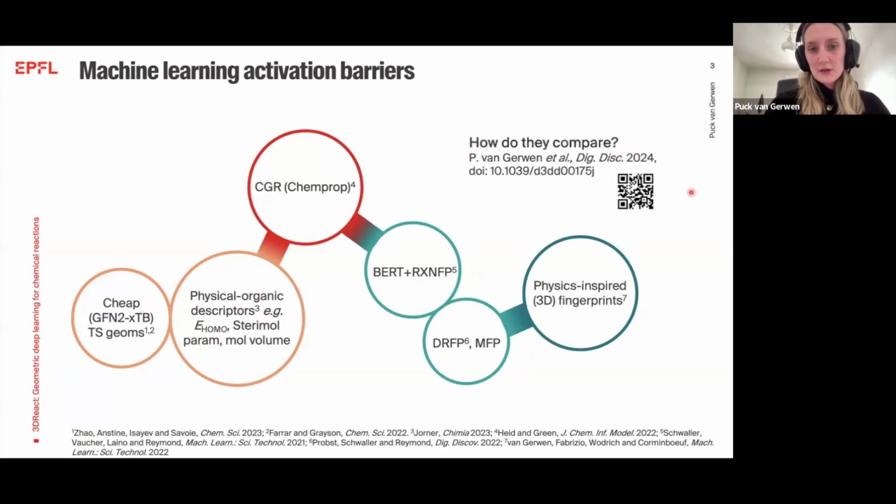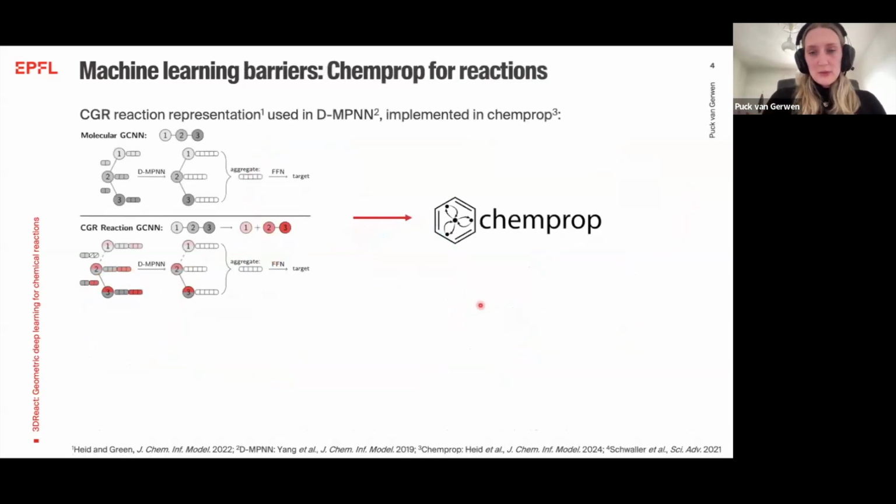If you're interested in how these different models compare, I did do a thorough benchmarking study to see what the relative merits of these different approaches are. But I'll be talking only about the physics-based way, and I'll be talking about some benchmarks that we can compare to. So talking more about this condensed graph of reaction, or this Chemprop model, this will be one of the baselines that we use for comparison for our own model.